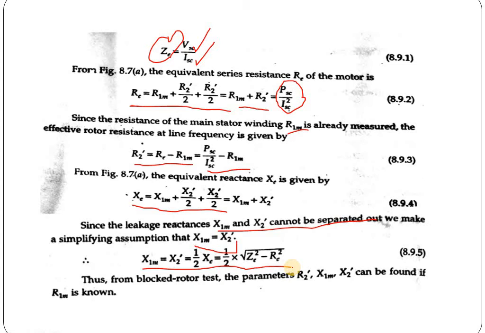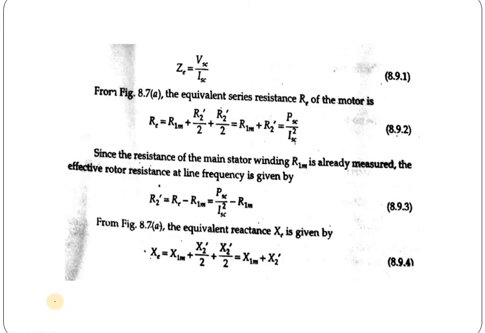So we have calculated all the parameters referred to the main winding, that is R2 dash, X1N and X2 dash, and all these parameters we have found from the blocked rotor test when the main winding resistance value is known. Provided this value we have to know. Okay. Now we are going to the no load test.